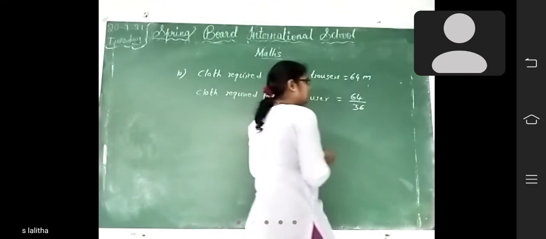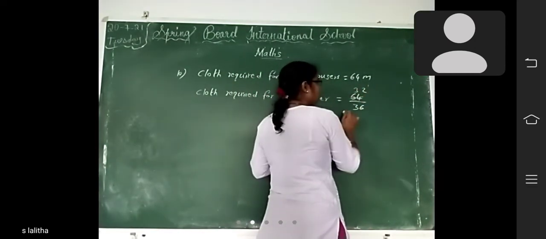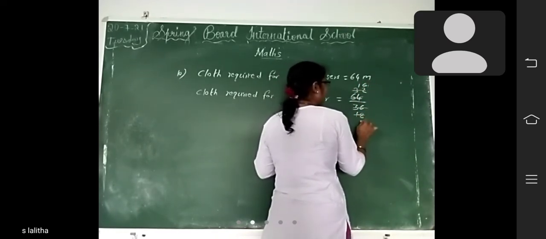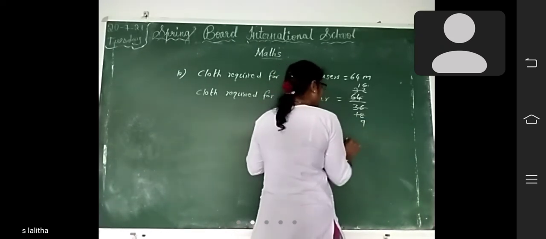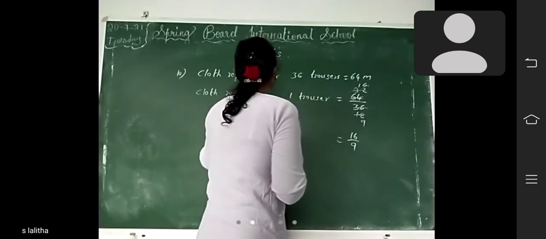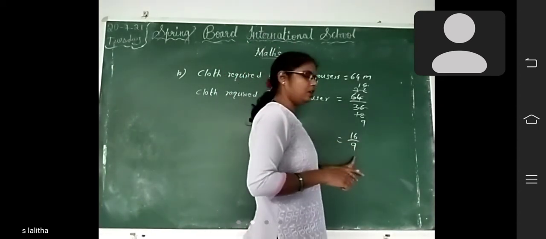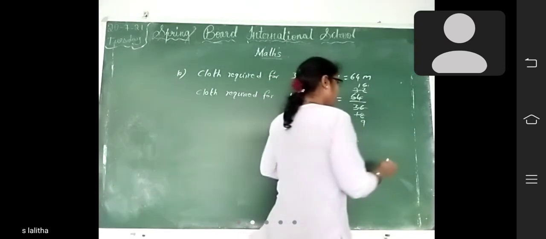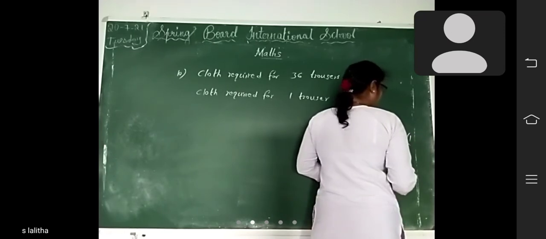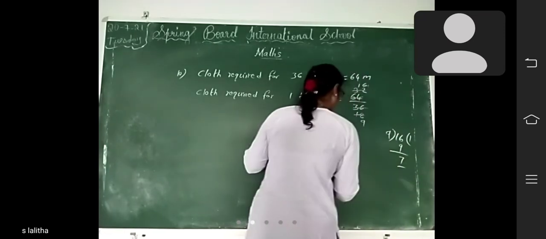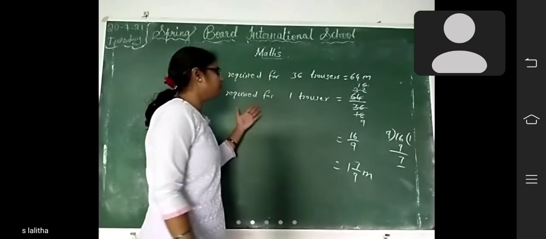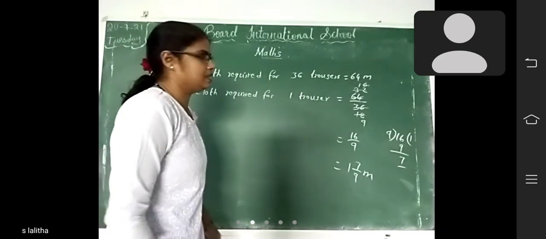Now you can do the cancellation. 2 3s 6, 2 2s 4, 2 1s 2 8s, again 2 1s 2, 2 6s 12, 2 9s 18. Okay, 16 by 9. So cloth required for one trouser is equal to 16 by 9. We have to convert into mixed. 9 ones 9. 16 minus 9. How much? 7. So 7 by 9 meters. So cloth required for one trouser 7 by 9 meters. Okay, ma'am? Right.